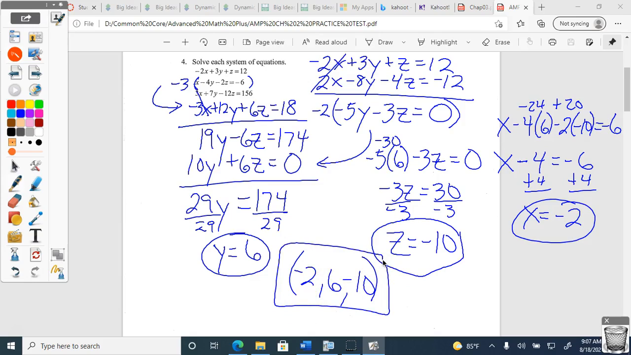Again, do I mind if you check it using your matrices in your calculator? Not at all. Just be careful. Make sure you put them in correctly. Okay? Everybody good on number 4? 2, 3, and 4.